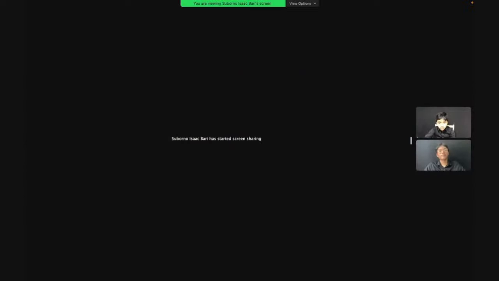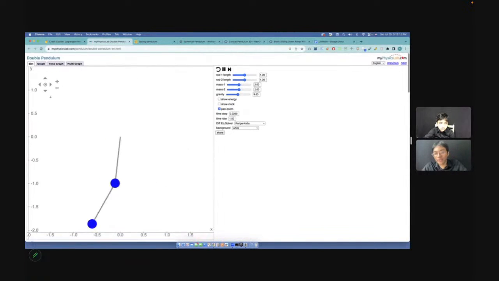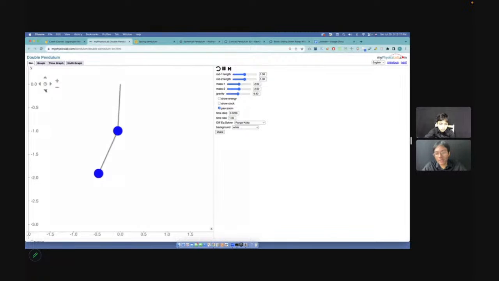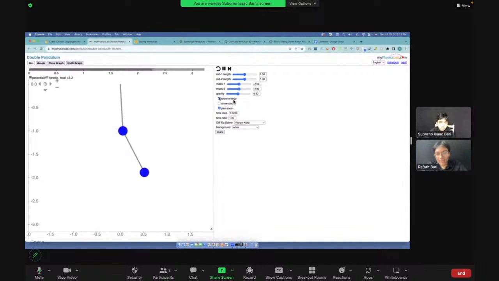So let's see. Do you all see this? Yeah, wow. So what is that? Can you reload the page? Yeah, so that is supposed to be a double pendulum. What if you click show energy? The show energy button over there. Let's see what happens.